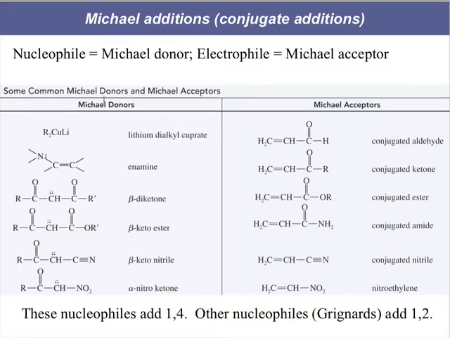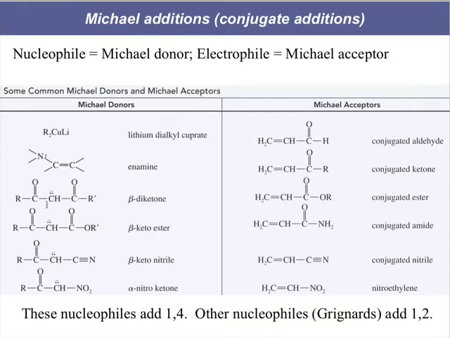Other Michael donors could be an enamine, where we have electrons on nitrogen that are conjugated with a carbon-carbon double bond. We could have a beta diketone. Look at all these: beta diketone, or beta ester, or beta ketone nitrile, or alpha nitroketone.